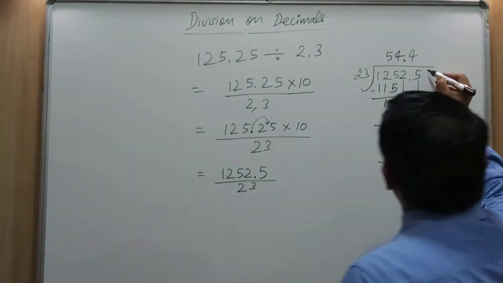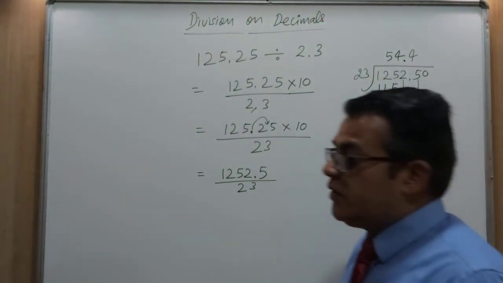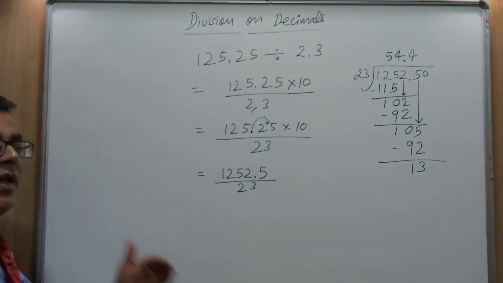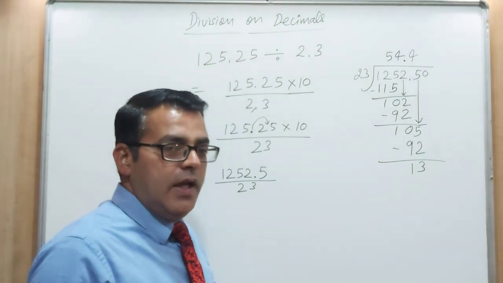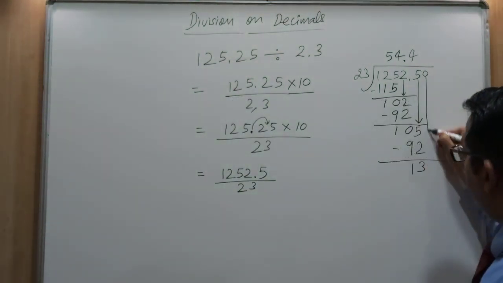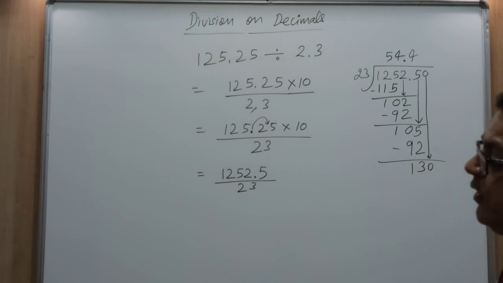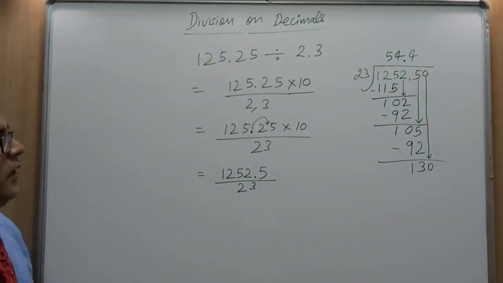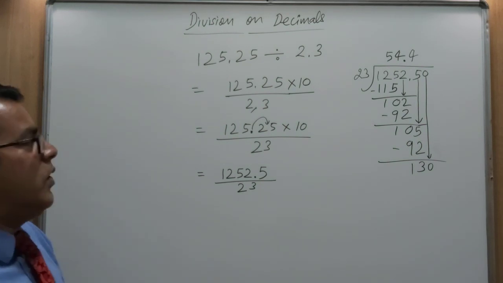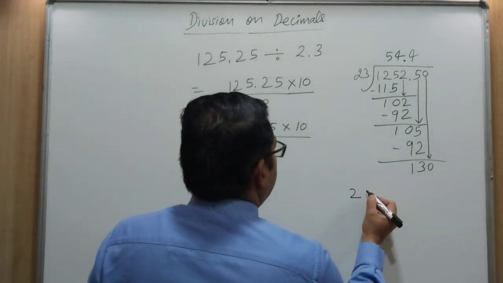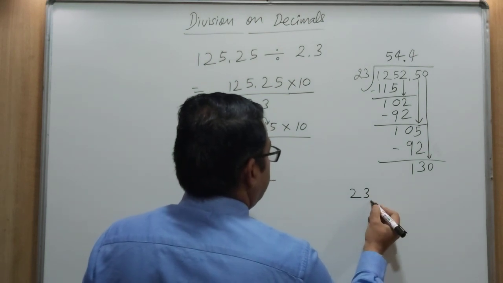No problem. We can add one digit on our own, since we know that after the decimal point, we can add as many zeros as we want. So 0 we can add here and we can shift this 0 here. Now it is 130. Now how many times will it go? So we need to check it for 6 first.